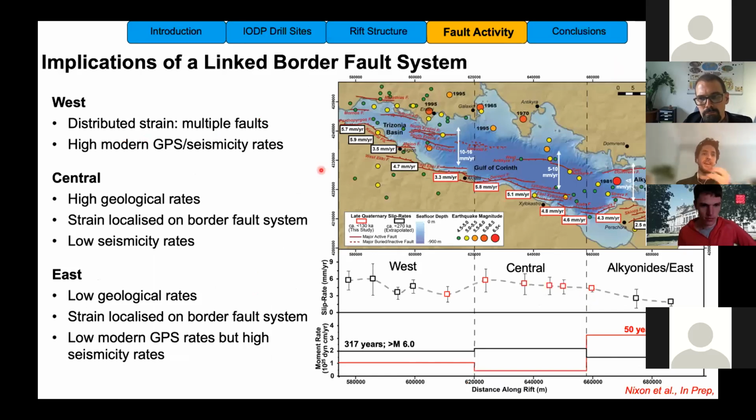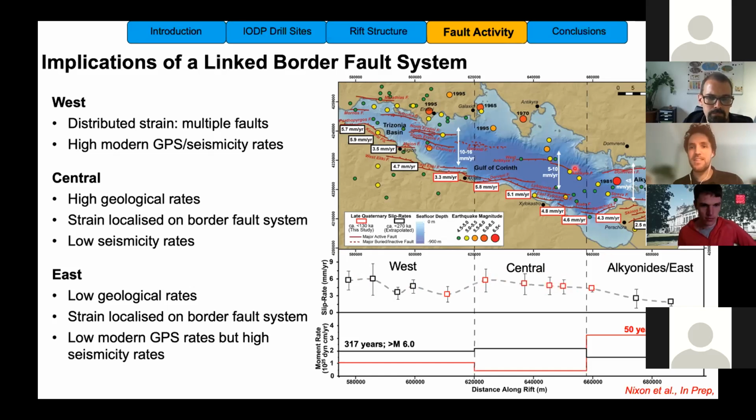So finally, what are the implications of a linked border fault system for seismic hazard assessment? Well, as you can see here, we've extrapolated our data set to the west and to the east, and you can see that the entire border fault system forms a coherent throw rate profile, indicating that it's probably a linked and coherent border fault system. We see a massive high in slip rates in the central part.